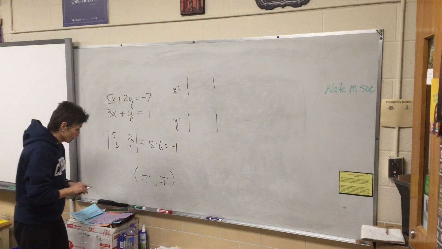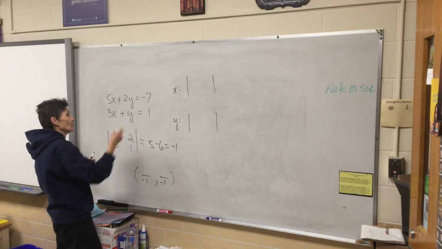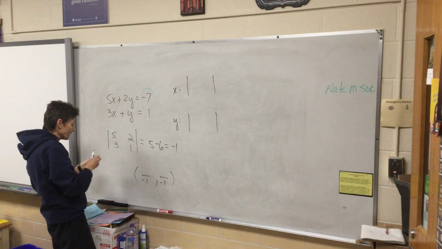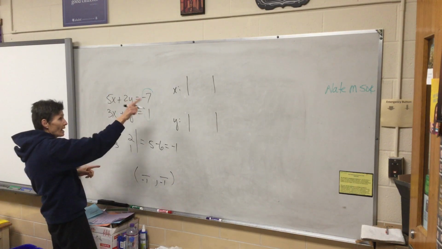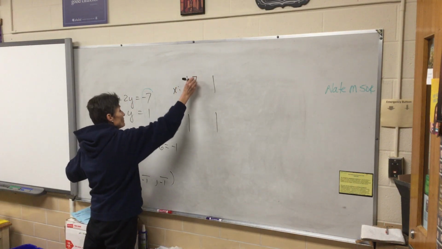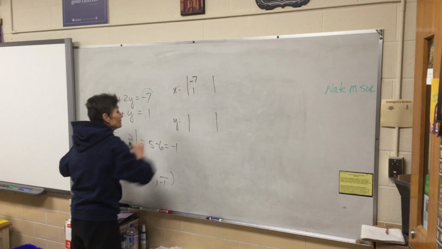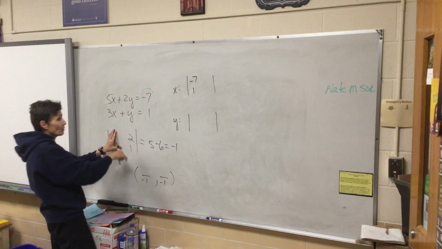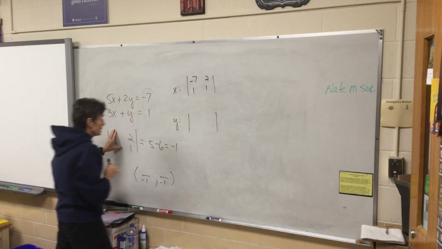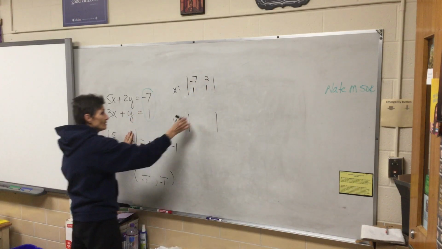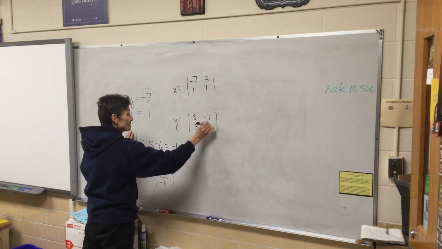Yeah, copy and paste. Cut and paste. We love it. We're gonna cut and paste the -7 and 1. And for x, we'll put it right here in the x column, which is -7, +1. And so that'll go here, and so I'll still have my 2 and my 1 here. And then for y, I'll put it over here, so I have my 5 and my 3 and my -7 and my 1.